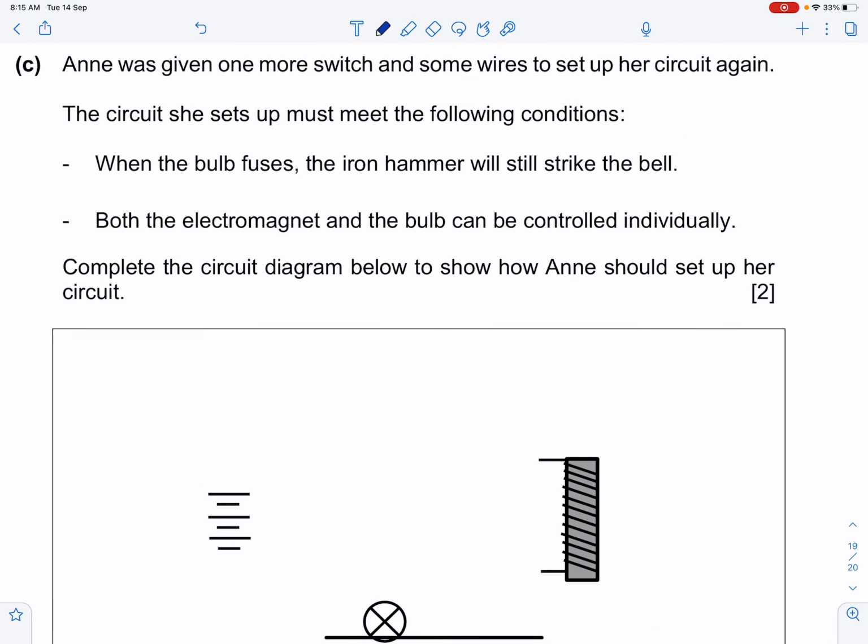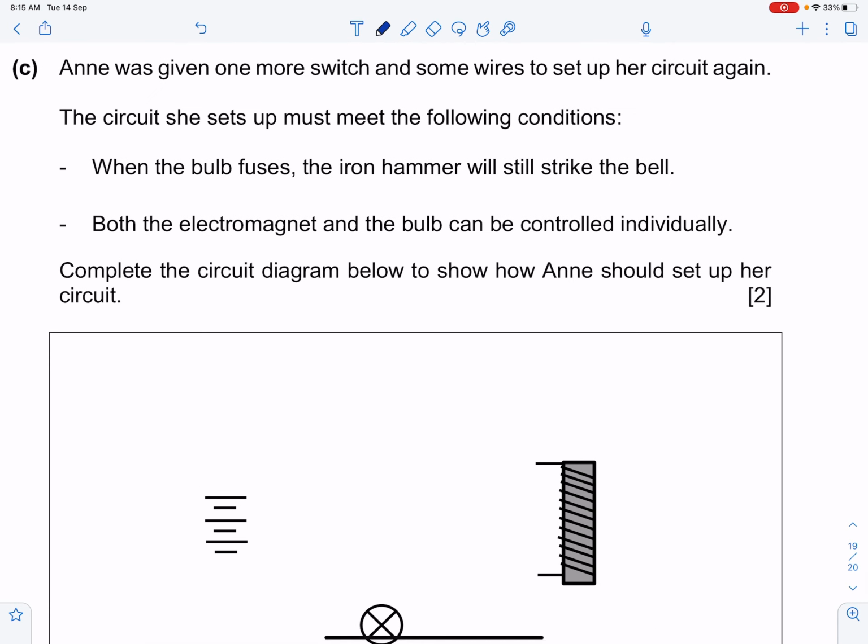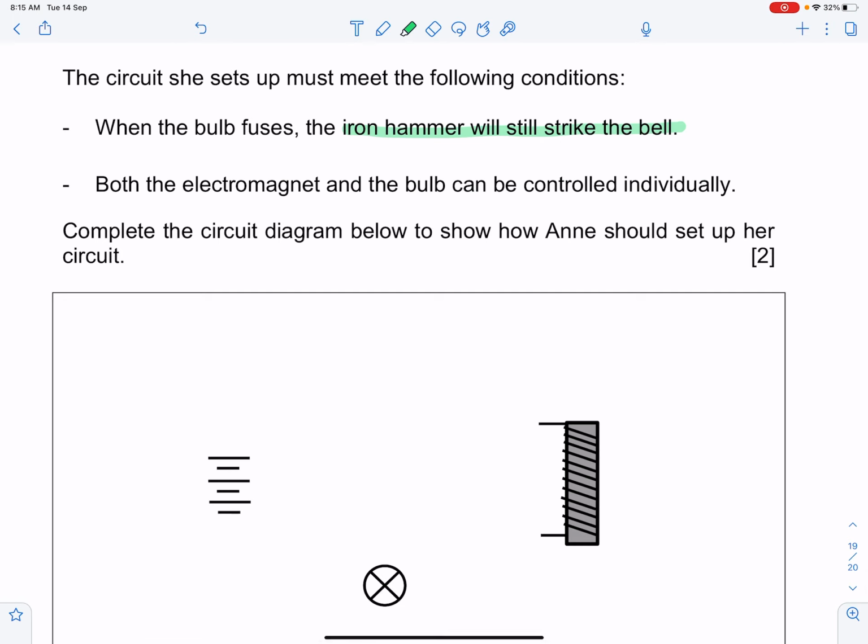Anne was given one more switch and some wires to set up her circuit again. Okay. So highlight one switch, some wires. The circuit she set up must meet the following conditions. When the bulb fuses, the iron hammer will still strike the bell. Okay? Both electromagnet and the bulb can be controlled individually. Complete the circuit diagram to show how Anne should set up her circuit.